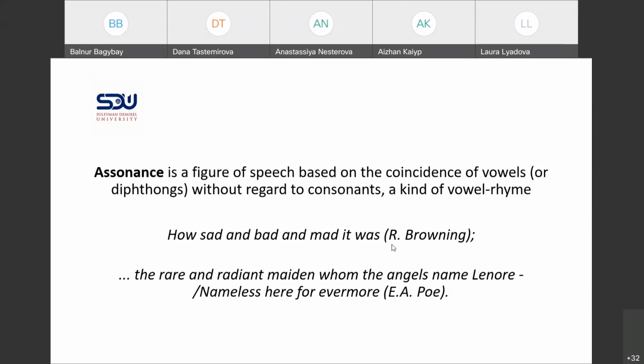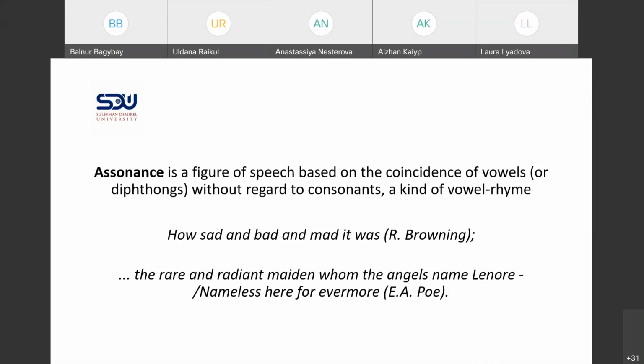Okay, Aldana, could you please read the second one then? Yes. The rare and radiant maiden whom the angels name Lenore. I think it's the sound A. Could you highlight the words, please? Rare, radiant, maiden, and angels. And name. Absolutely. Thank you very much. Lovely analysis. So this is assonance.